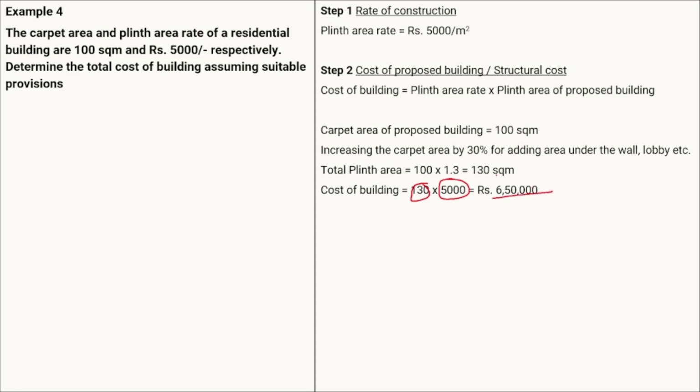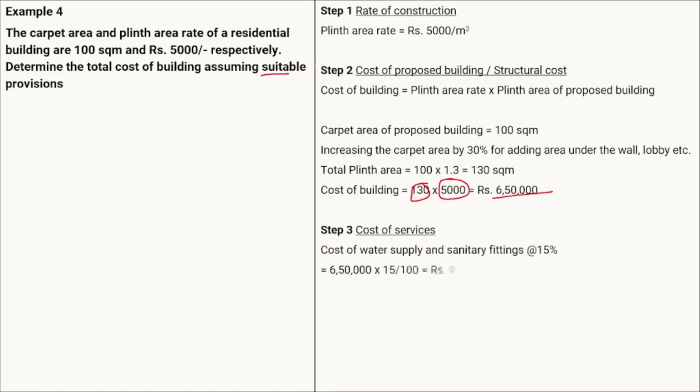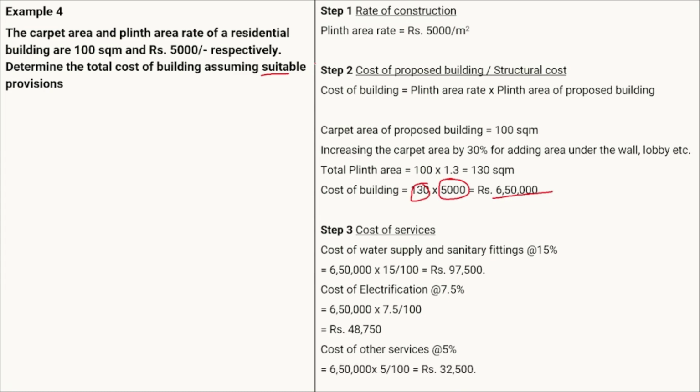Now, as this numerical says you are going to assume a suitable provision, assuming the suitable provision will be the cost of the services. So we can add the cost of the sanitary fitting as well as water supply at 7.5%, the cost of the electrification at 7.5%, and the cost of any other services at 5%. Generally, if it is not given, we have to assume suitable provision. In that case, for the cost of the services, these three should be taken: the cost of the water supply, the electrification, and the other services.